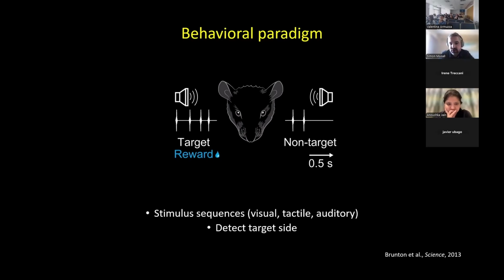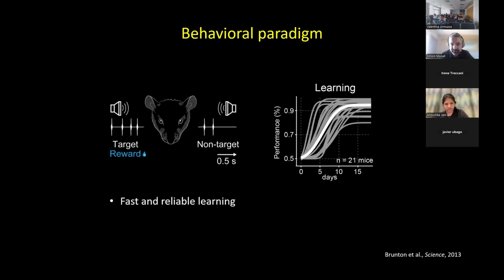And then in addition, we usually present a delay period where the animal has to hold the decision in memory for a moment. So we separate the perception of the stimulus from the formation of a choice from the actual motor output that is created when they make their response.